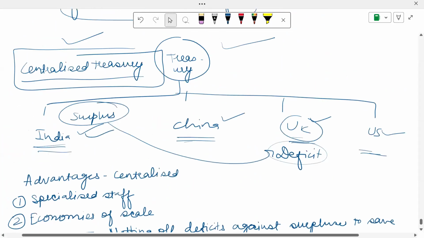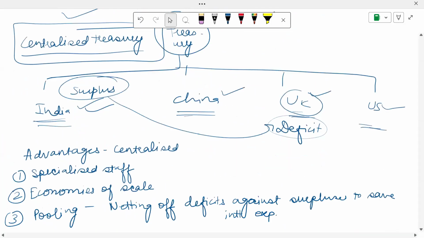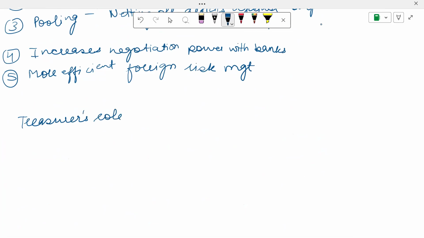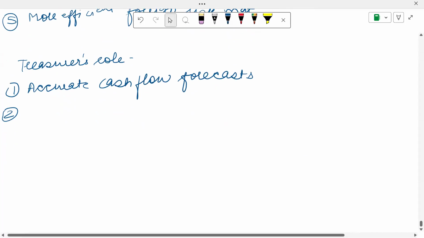Now, the person at the centralized treasury will be called a treasurer. The person who looks after the treasury department is going to be called a treasurer. Now let's see what's the role of a treasurer. Number one is that he or she has to do accurate cash flow forecasting. Only when he or she forecasts the cash flows well will he be able to use the surpluses or prevent the deficits. Only when the cash flow forecasting is accurate.